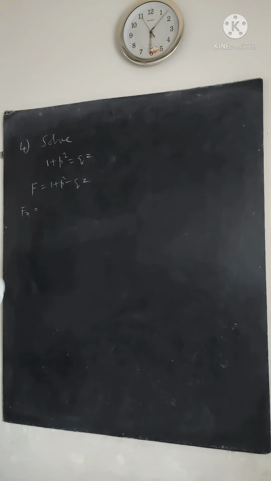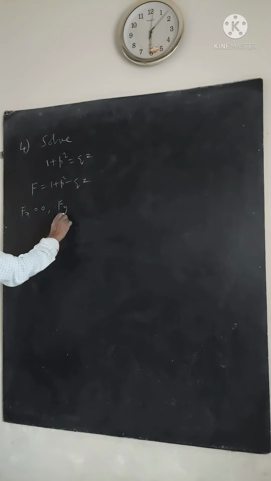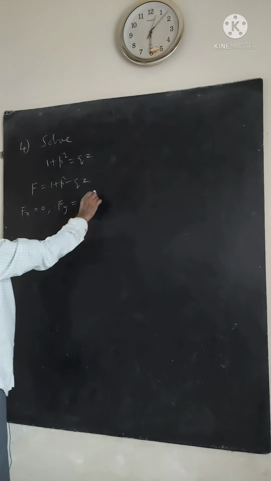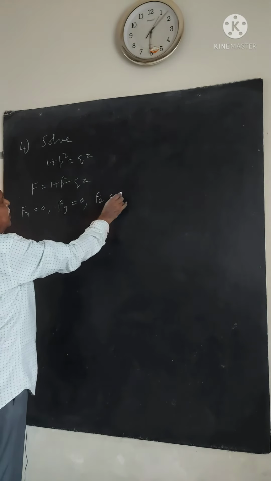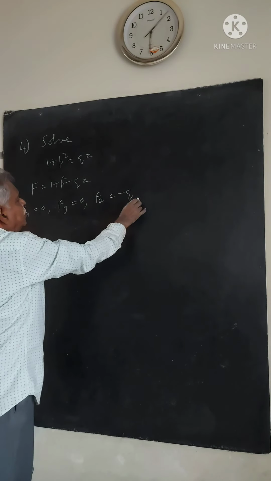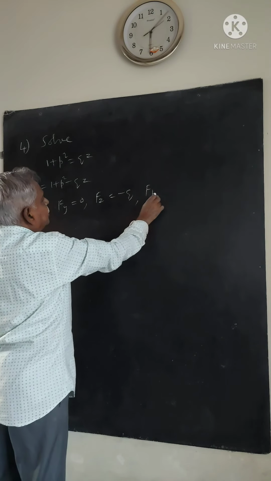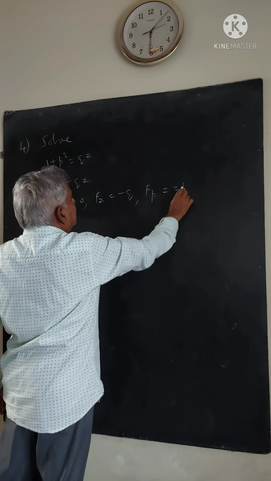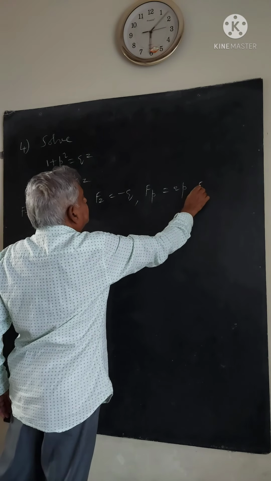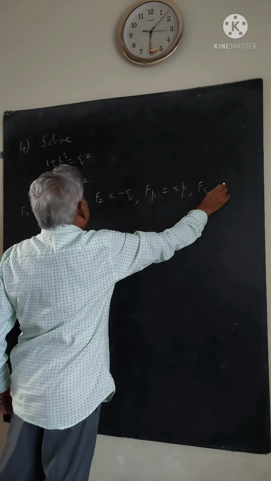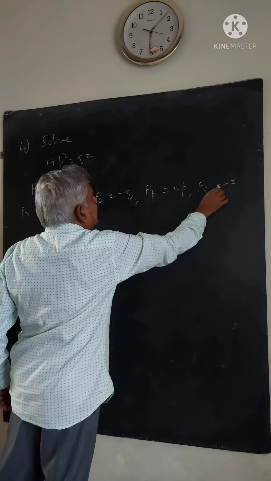fx, no x there. fy, no y there. fz is minus q. fp is 2p. fq is minus z.